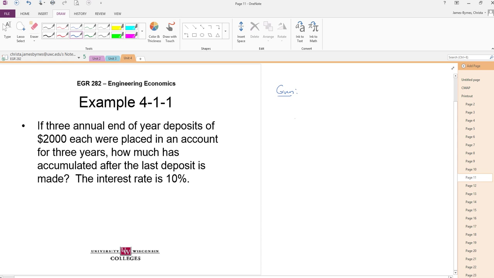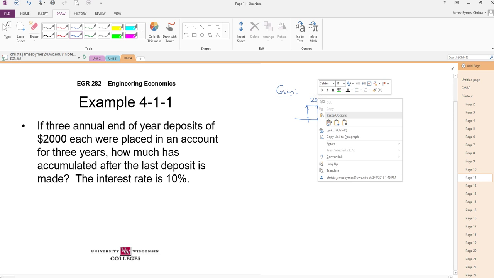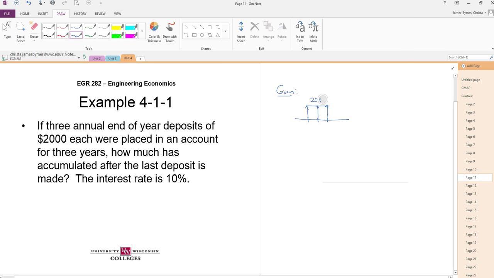Again, we're going to do this in a cash flow. So 1, 2, 3. We're going to deposit into the bank 3 times. We're going to deposit $2,000. I want to know how much I can bring out. The interest rate is 10% per year, and it's 1, 2, 3 years. F is equal to what? That's what I'm looking for.